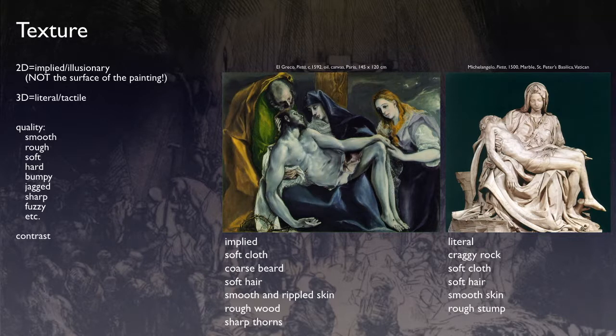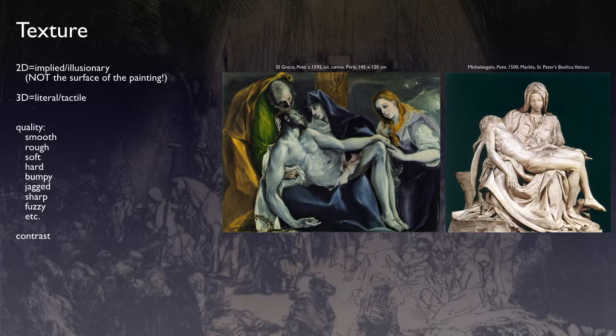And then if we look to the lower right, there's actually a little stump to help support the leg of Christ, and it would be rough, that it looks like a piece of wood with rough bark on top of it. And there we are looking at texture. It's pretty straightforward. All we really have to remember is the surface of the painting is not the surface or the texture that we're talking about.